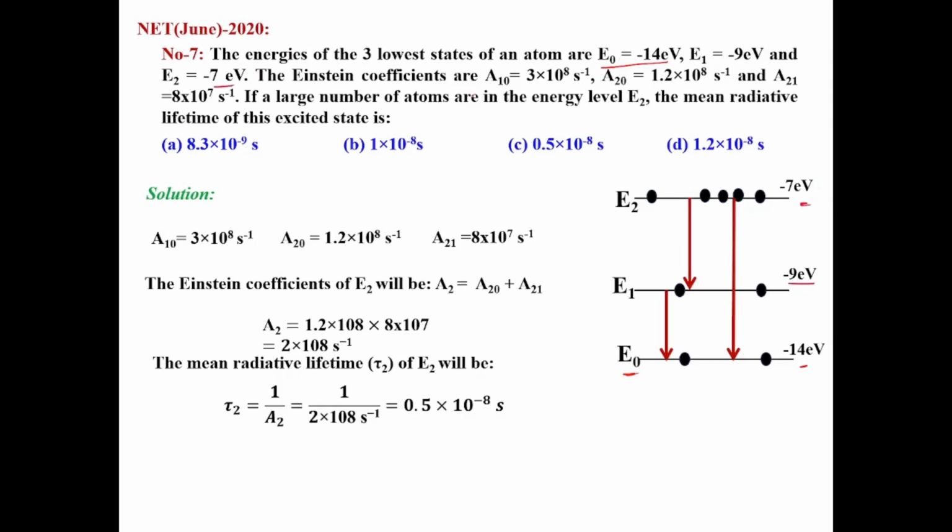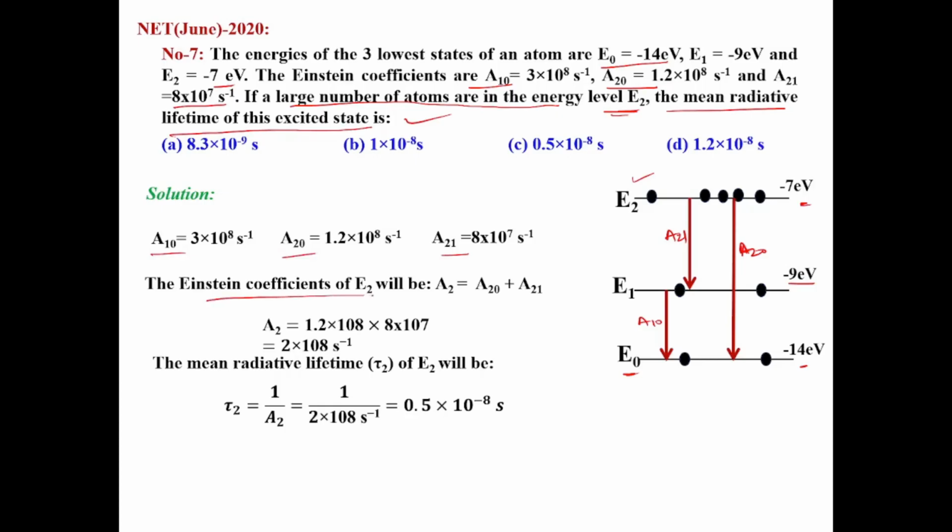The Einstein coefficients are A1 to 0, which is given, and this is spontaneous. A2 to 0 is also spontaneous, and A21 is given. All the values are given. If a large number of atoms are in energy level E2, the mean radiative lifetime of this excited state is dash. So A10, A20, A21 are given.